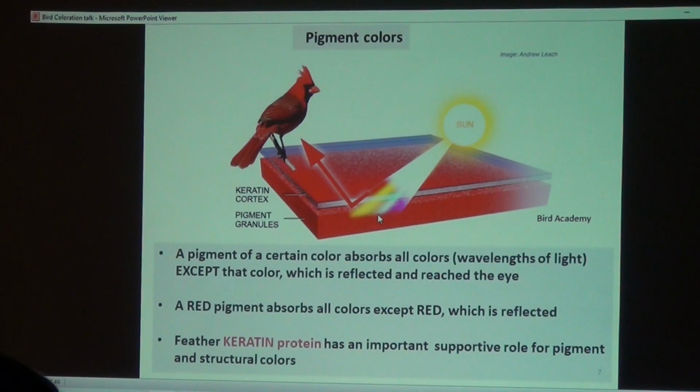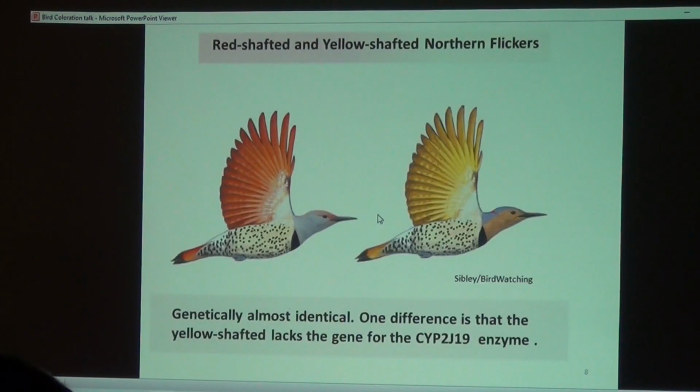So because of the similar physiology and anatomy between the bird eyes and human eyes, we believe that they're seeing these colors that we do. And in addition, of course, the ultraviolet.